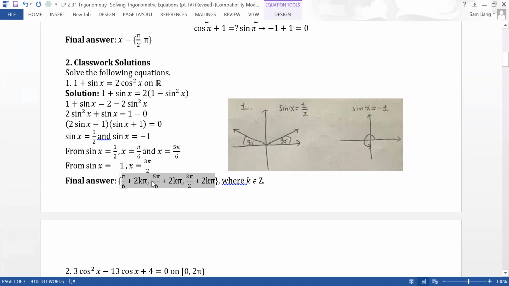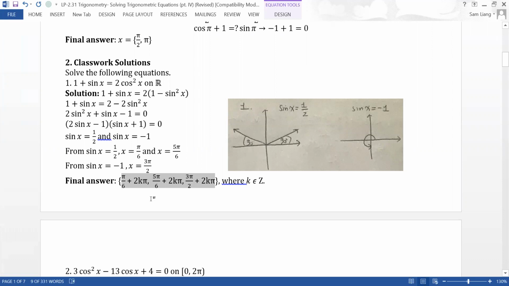And there's actually a way to simplify this. Does anyone see how to write these 3 equations as one expression, I should say? As a hint, notice how far apart they are. For example, 30 degrees to 150, they're 120 degrees apart. And then from 150 to 270, which is 3 pi over 2, that's also 120 degrees apart.